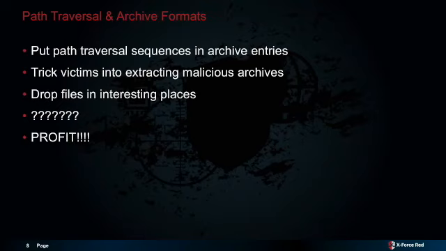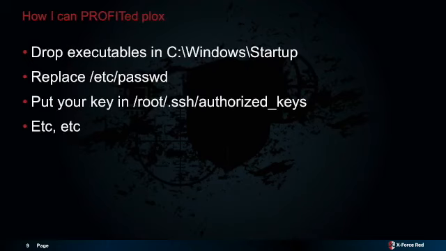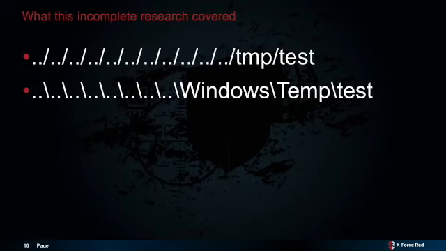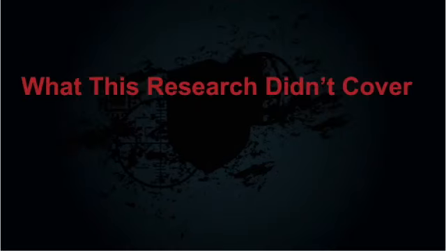As it turns out, this recent research broke a lot of things, but it only used the most basic case. So the idea was basically, you use this one sort of path traversal sequence to drop files in certain places, like in Windows startup, or replace /etc/passwd if you have high privileges, or more likely drop an authorized_keys file into some SSH directory and then have SSH access. So this was the idea, but these were the only cases that this research effort tested, was just this ../ test case. This is one test case. This is not the only one. There are others. So things that this research did not cover.